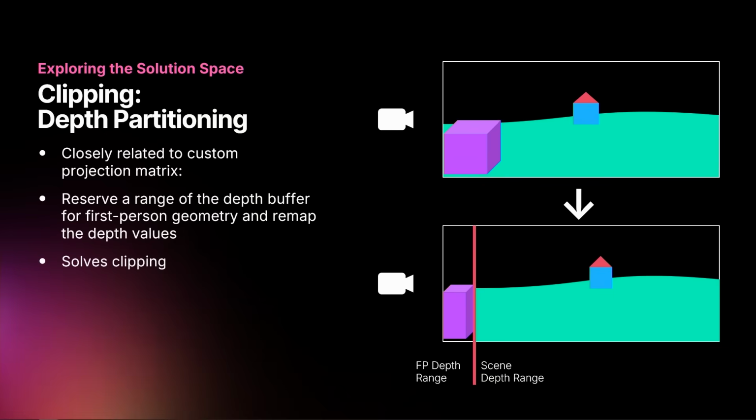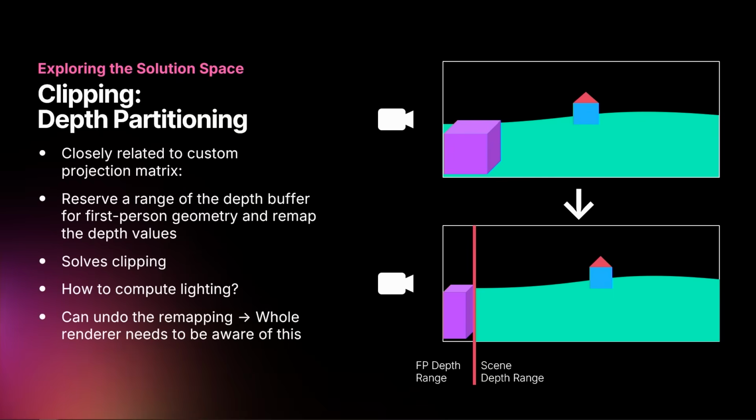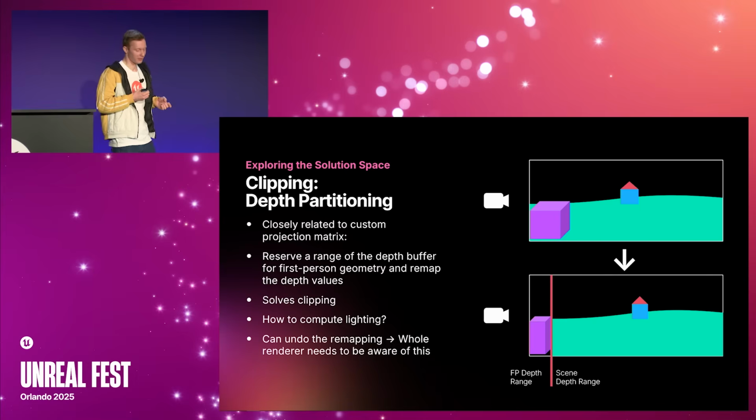And this does solve clipping. The first-person geometry will always render in front of the rest of the scene, but how do we compute lighting on that? Our depth buffer values are all squished. So what we can do is undo the remapping, but then the whole renderer needs to be aware of this. Again, it's not a fundamental problem, but it does add some complexity.